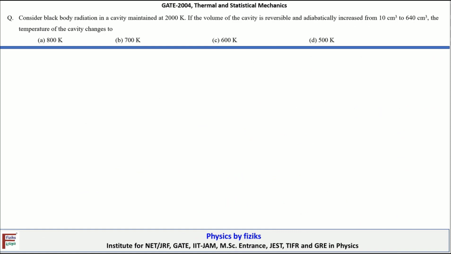So let's take a look at the next problem. This is from black body radiation. The statement is: consider a black body radiation in a cavity which is maintained at a temperature of 2000 Kelvin. If the volume of the cavity is reversibly and adiabatically increased from 10 to 640 centimeter cube, the temperature of the cavity changes to?